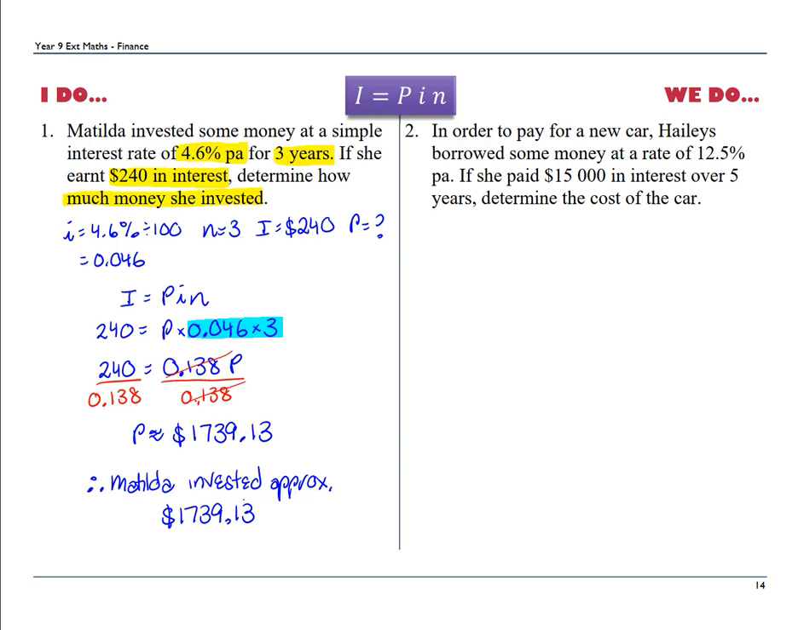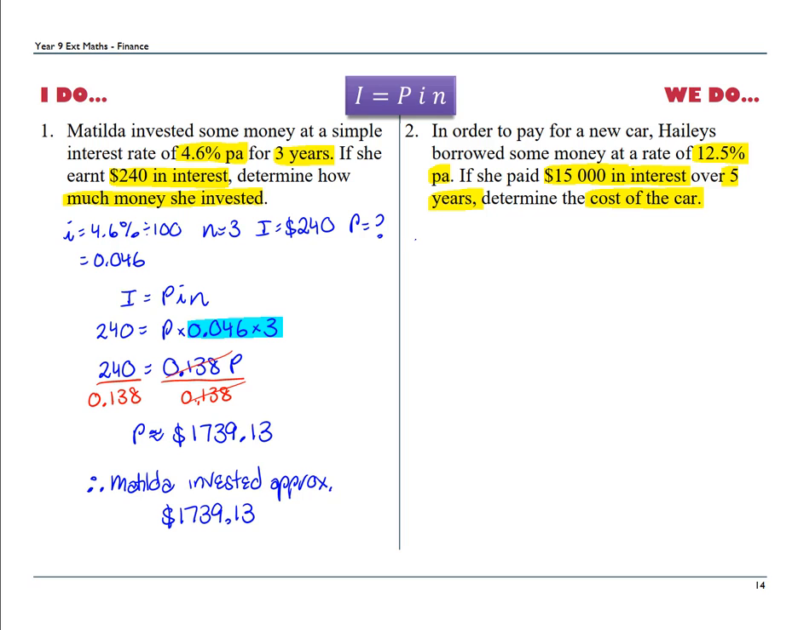Now pause the video and have a go at number 2. Okay, so in order to pay for a new car, Haley's borrowed. It's an interesting name, probably was meant to be Haley, but anyway, Haley's borrowed some money at a rate of 12.5% per annum. She paid $1,500 in interest over 5 years. Determine the cost of the car.